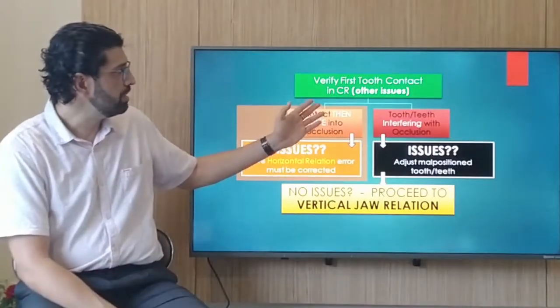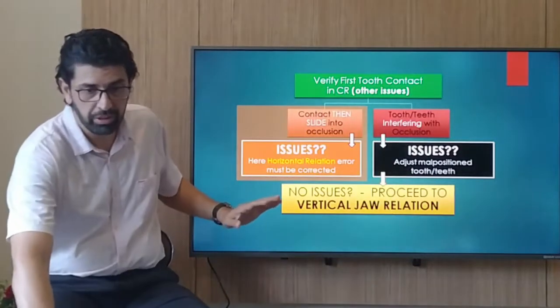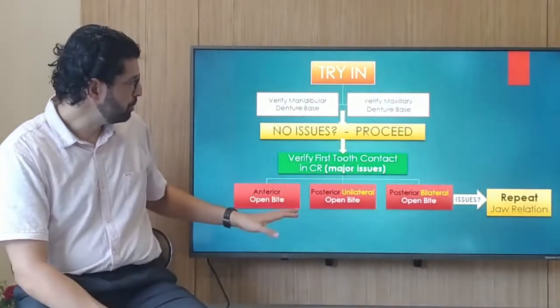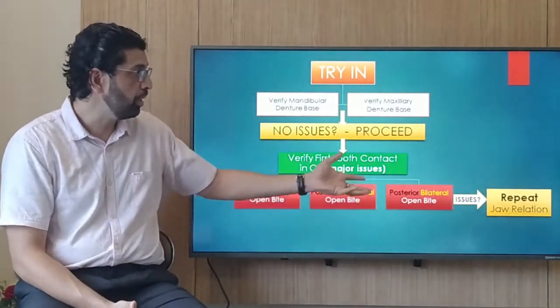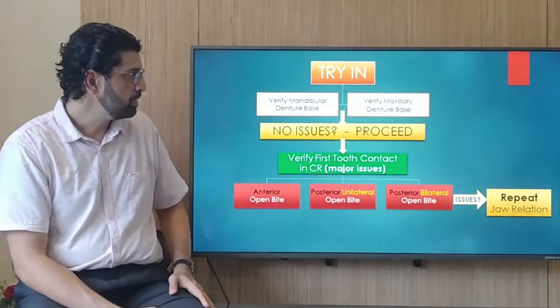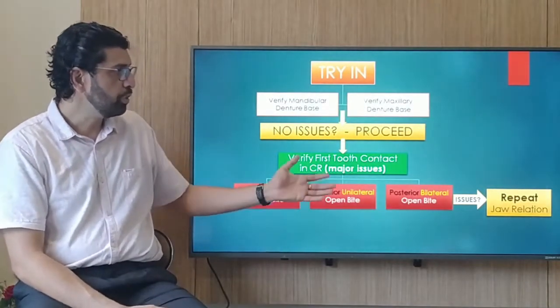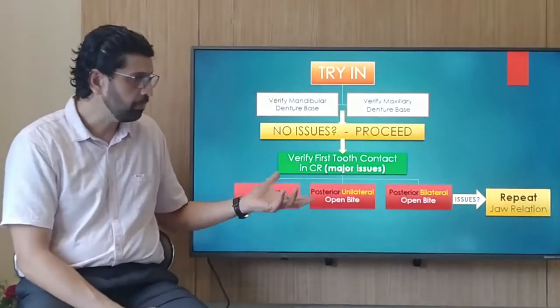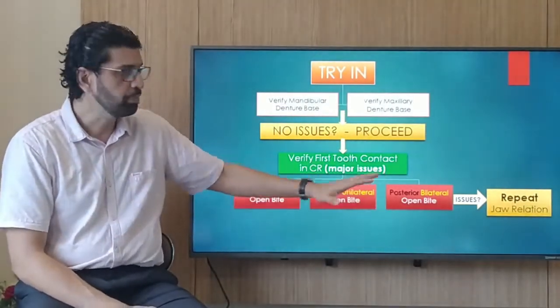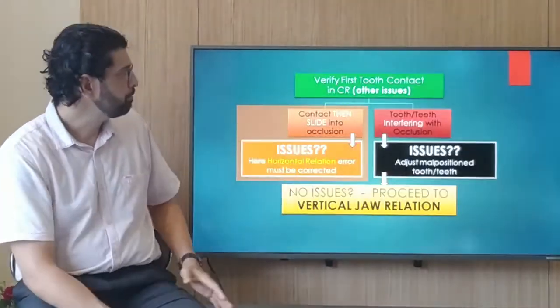So the first three issues that you can have here are an anterior open bite, a posterior unilateral open bite, or a posterior bilateral open bite. In this case, you're going to repeat the jaw relation, either using a partial jaw relation or a complete jaw relation. You're going to repeat the jaw relation to correct this problem, right?